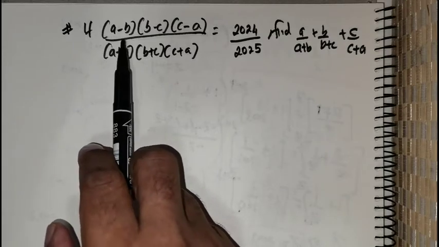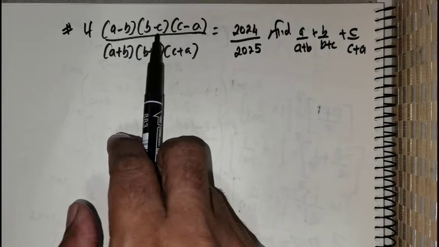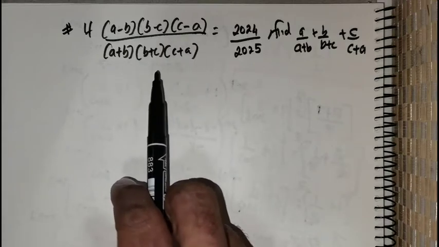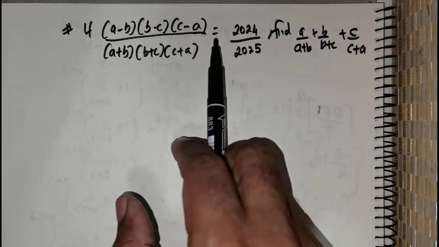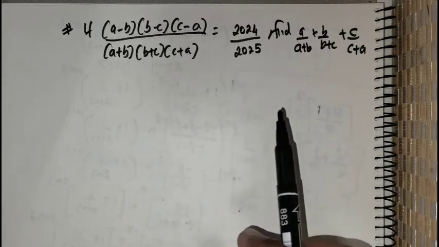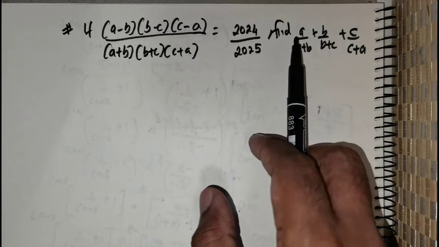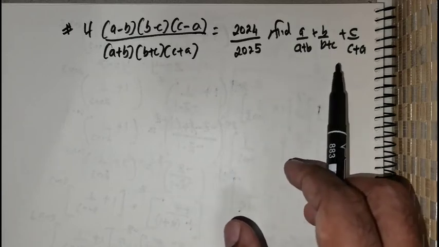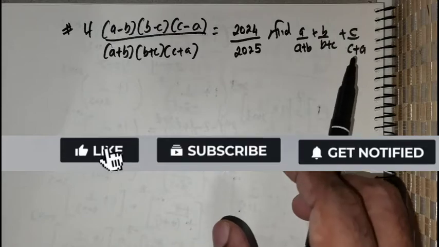Welcome students, this is a beautiful question. If (a−b)(b−c)(c−a) divided by (a+b)(b+c)(c+a) is equal to 2024 divided by 2025, we are expected to find a over a+b, b over b+c, c over c+a.